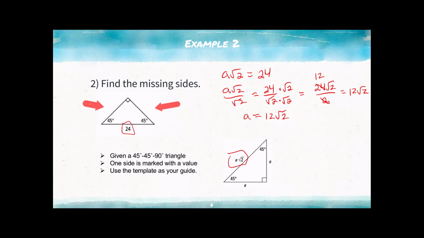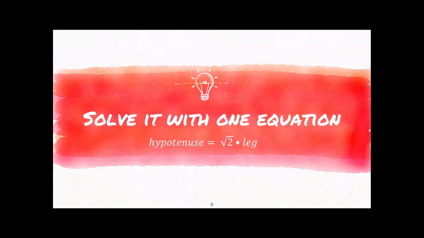So what we just found was the legs. In example 2, what we're looking for is the legs. So we just mark the legs as 12 root 2, and we've solved the problem. Looks like we're done with example 2. In both example 1 and example 2, we use the equation hypotenuse equals square root of 2 times the leg.